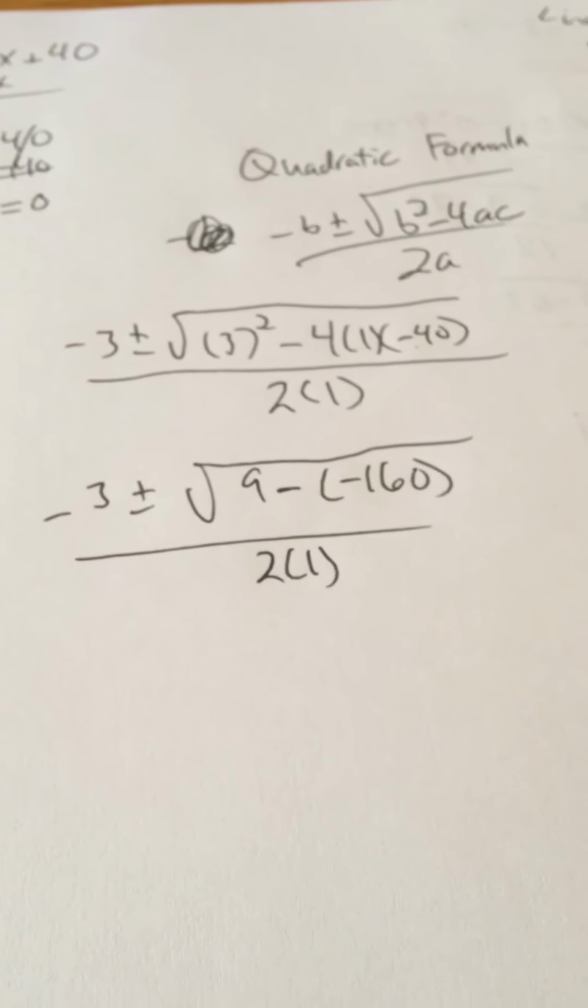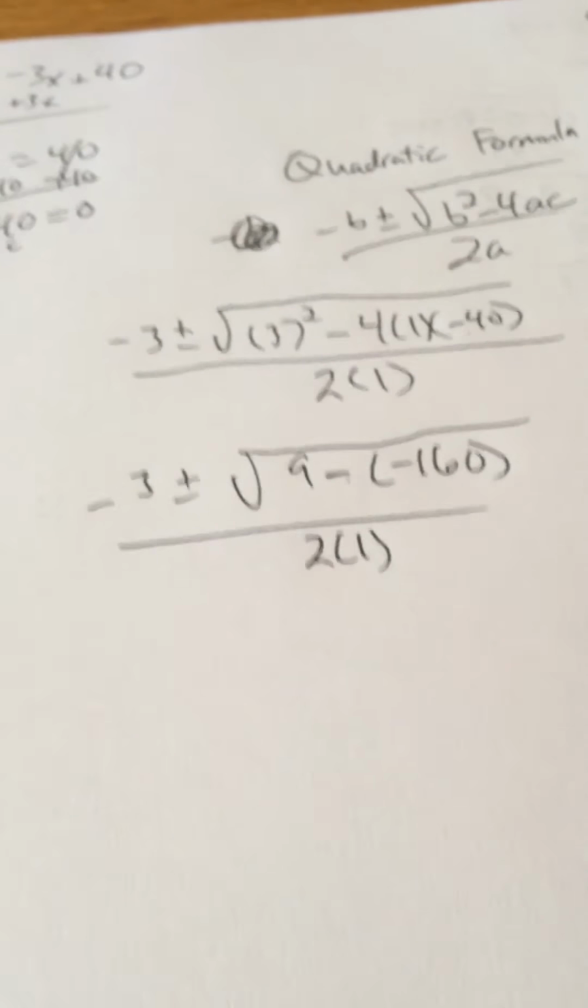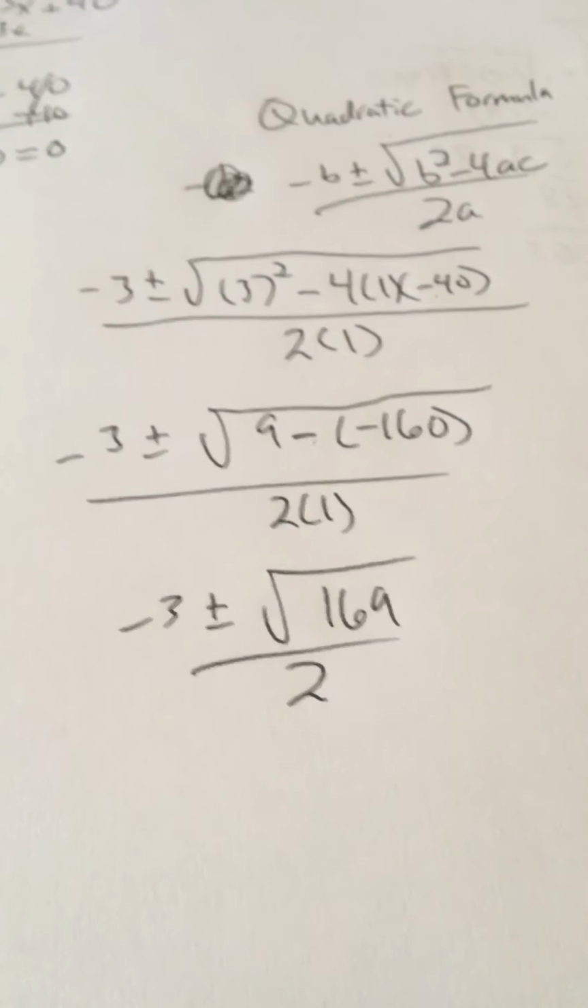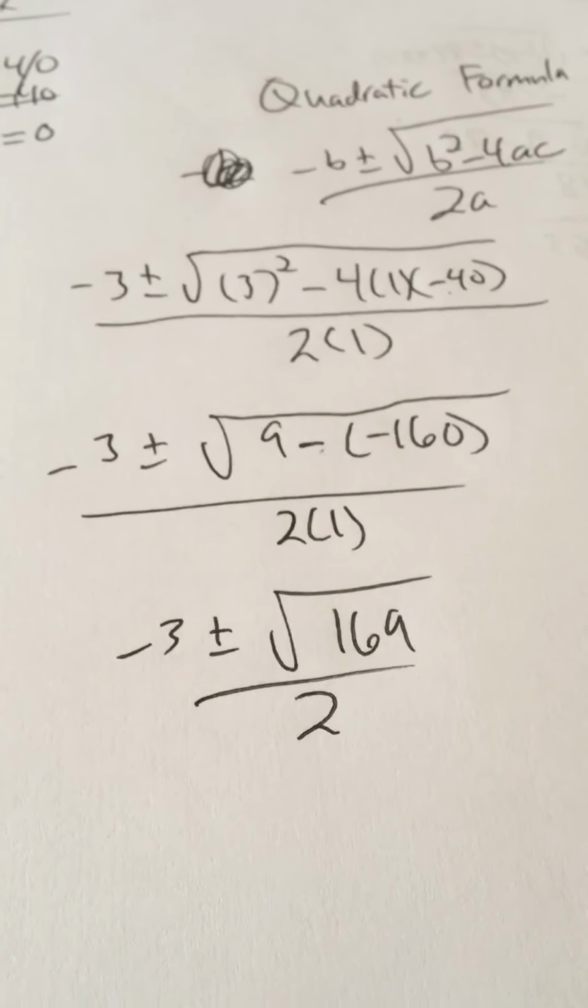Now remember, what happens when you have double negatives? Mr. Morris, you have to make it a positive. That's right, kid. That's really 9 minus a negative. Well, double negatives is really a plus. So that's really saying 9 plus 160. And 9 plus 160 is 169. Let's bring down what I got left. 2 times 1 is 2, so I'm just going to write it that way. Okay? All right. And then it's time to just evaluate.